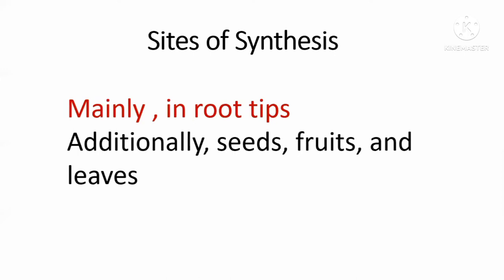When it comes to the sites of synthesis, it is mainly synthesized in the root tips. Additionally, it is synthesized in seeds, fruits, especially developing fruits, where we can see a lot of cytokinin, and also the leaves. But mainly the cytokinin is synthesized in the root tips.